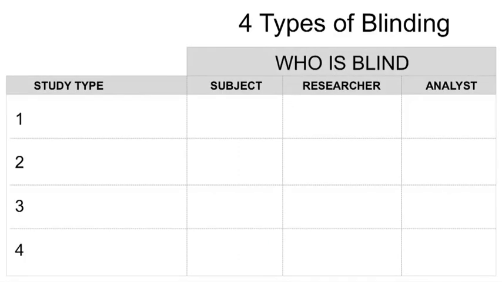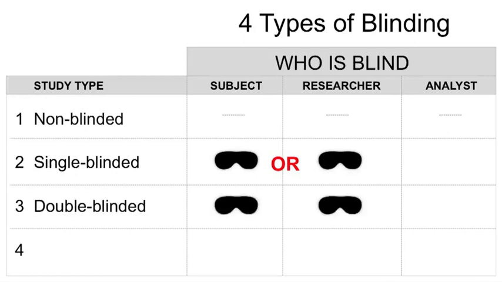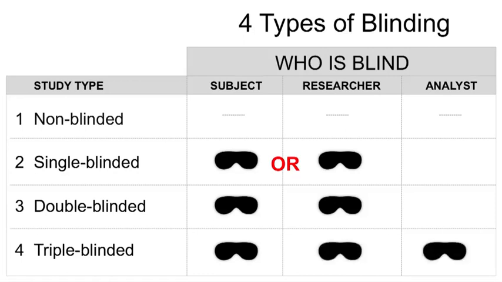For the purpose of this course, let's consider 4 different types of blinding in studies. These include non-blinded, where everyone knows who received the interventions, both the subjects themselves and the researcher and the statistical analyst. A single-blinded study where one category of the persons is blinded, either the subject or the researcher or the analysis. Or you could have a double-blinded study where both the tester and the subject are blinded. Or you could have a triple-blinded study where everyone is blinded, including the subject, the researcher, and the statistical analysis.